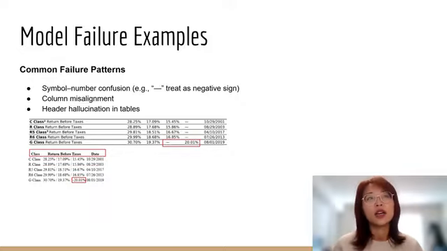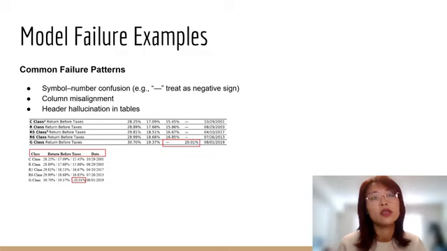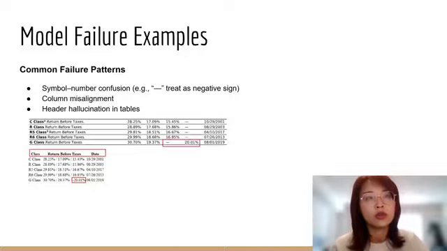And also the column misalignment. There were 4 columns. However, in the OCR output, there are only 3 columns. And also in the image we input, there are no headers. However, the large language model output a header, even though in the prompt we mentioned that you shouldn't include anything extra, just do the OCR itself.